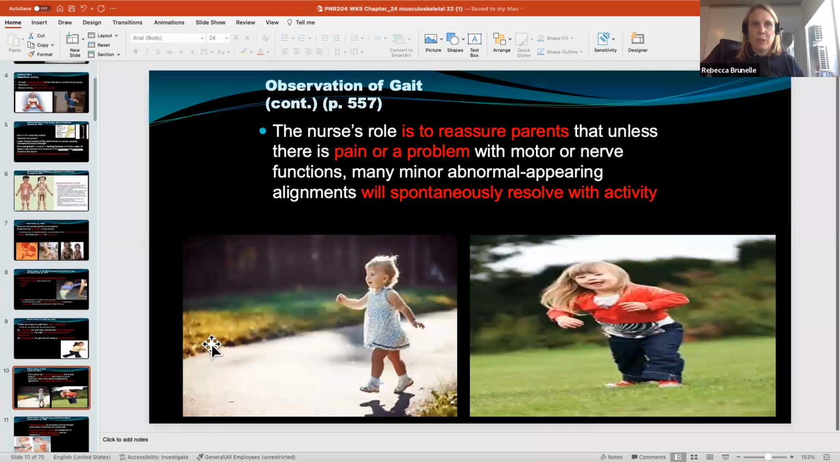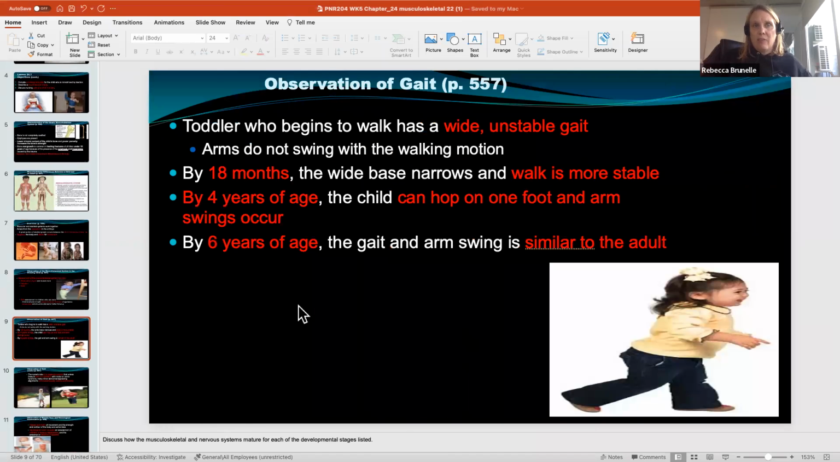Sometimes parents will worry about how their kid walks. Sometimes kids kind of waddle. Children have a wide, unstable gait, and that's normal, but sometimes parents worry about that. By the time they're about 18 months, a year and a half, they're walking more stably.